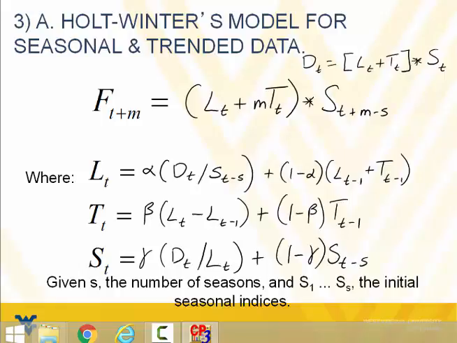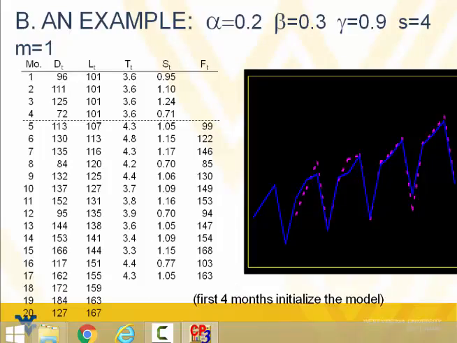So clearly we have to start with some initial values, because as you can see we still have t minus s, so we cannot forecast the first lowercase s periods, which is the number of seasons, and I'll talk about that in a second. Let's do an example first. So I want to forecast my demand for period 17. Let's see how we come up with that value.